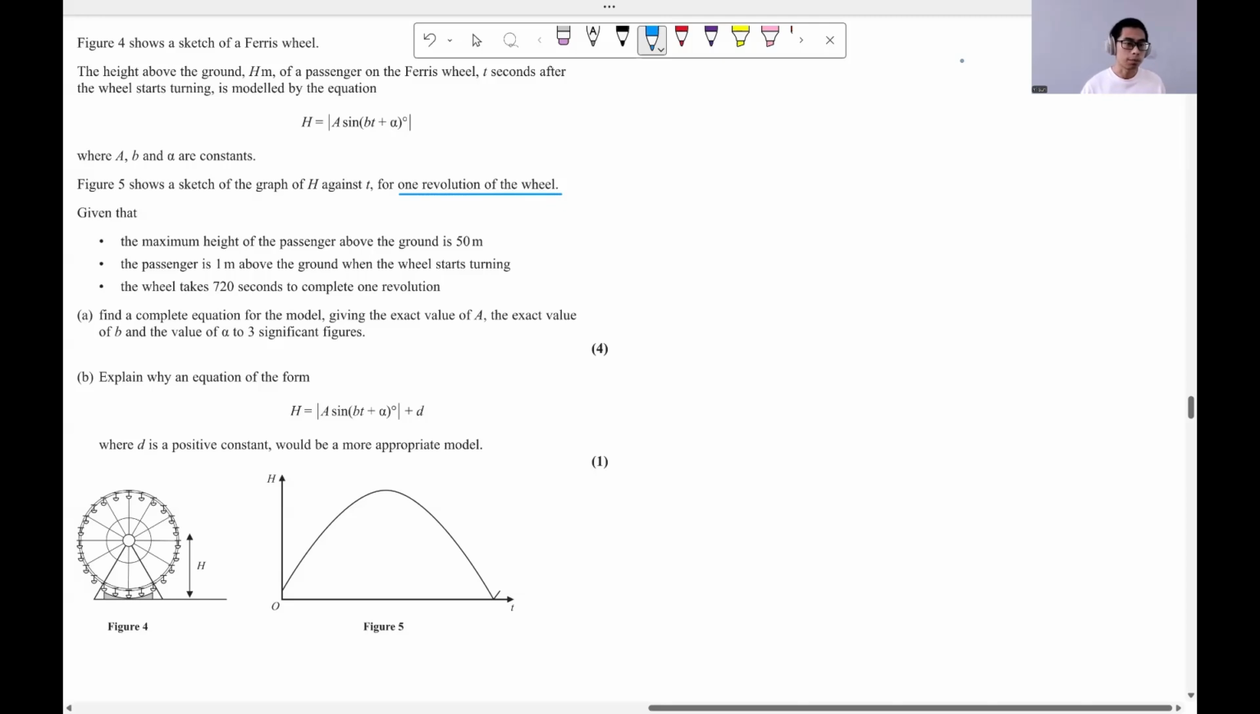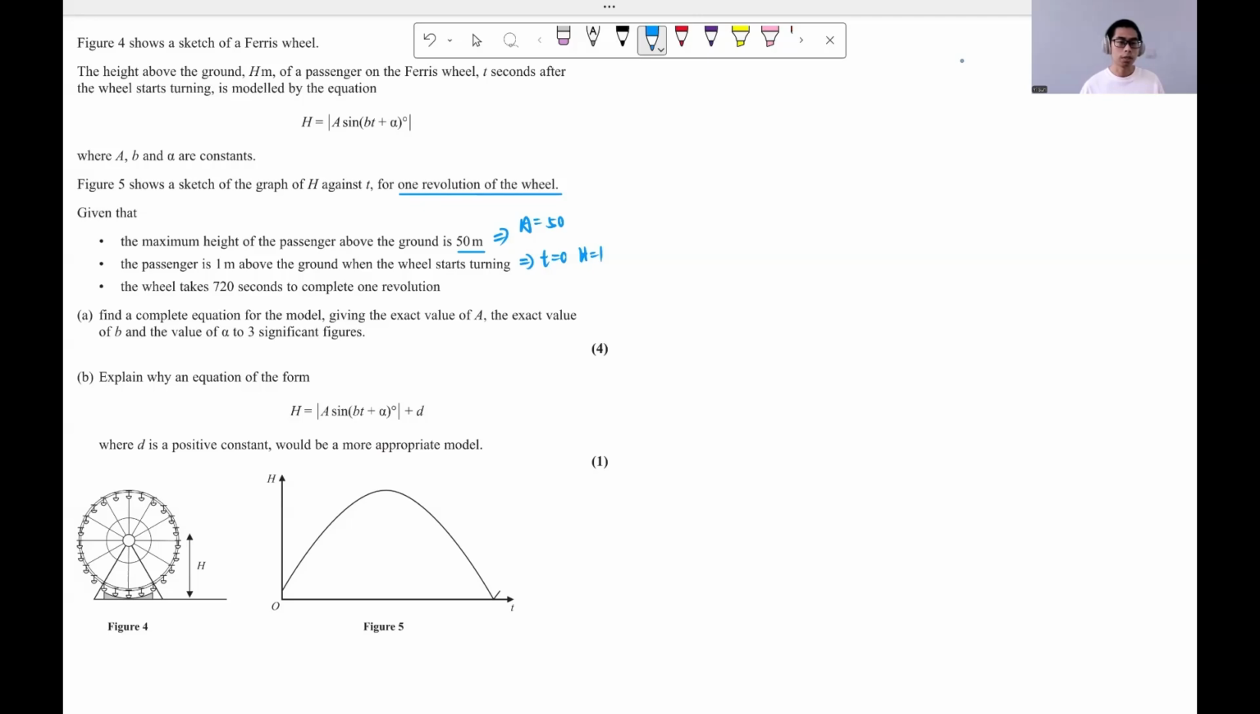Given that the maximum height is 50 meters, that means A has to be equal to either 50 or negative 50. So let me just use 50 in this case. The passenger is 1 meter above the ground when the wheel starts turning, so when t equals 0, h is equal to 1. And the wheel takes 720 seconds to complete one revolution.